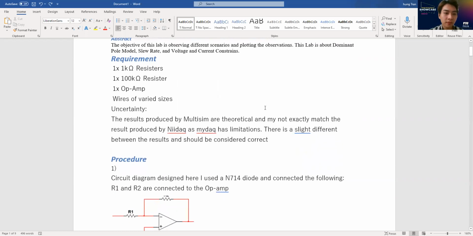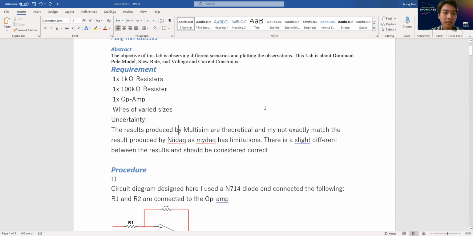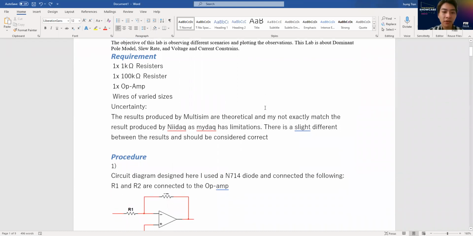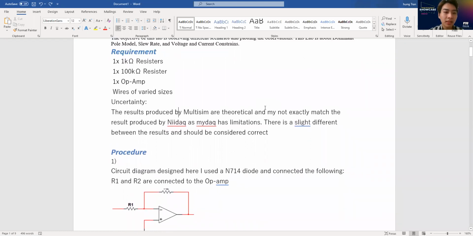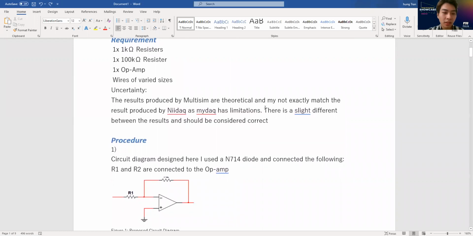So the purpose of this lab is observing the different scenarios and plotting the observations. This lab is about the dominant pole model, slew rate, and voltage and current constraints. The requirements are a 1 kilo ohm resistor, a 100 kilo ohm resistor, and one op amp, wide variety size.